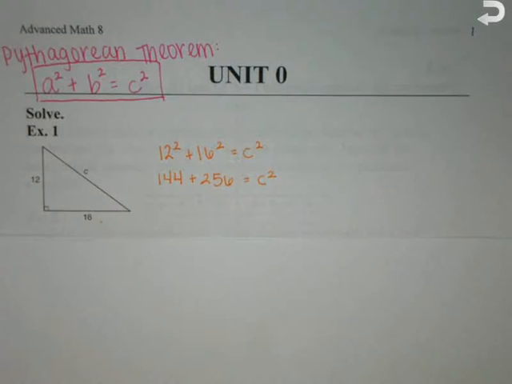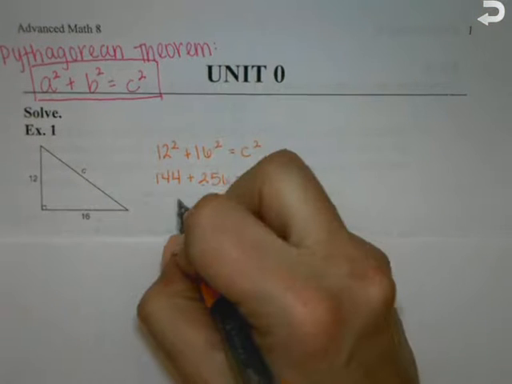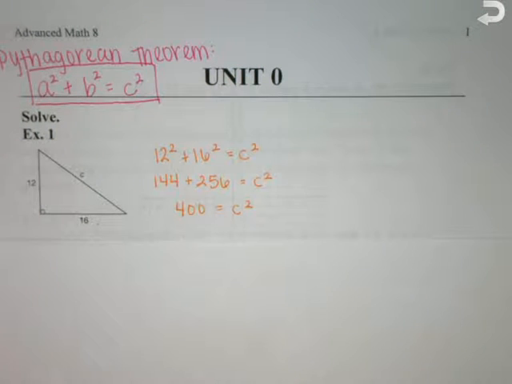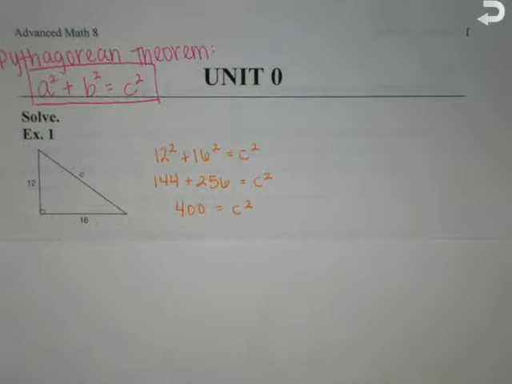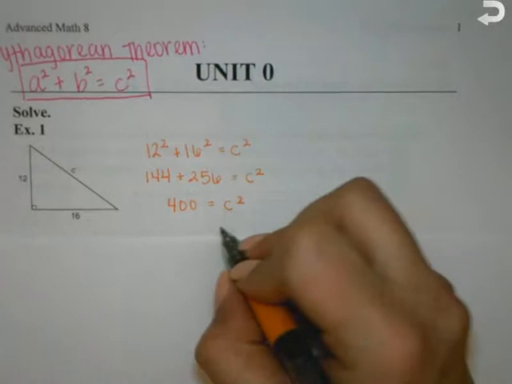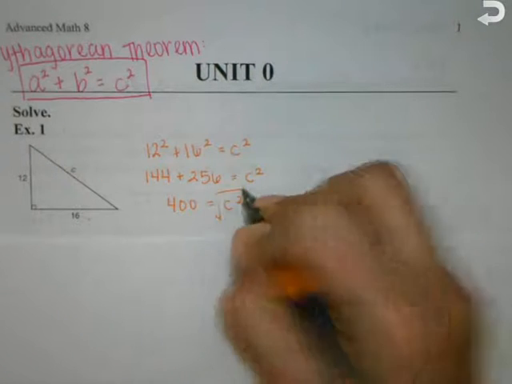So what I want you guys to do is add 144 and 256. Somebody tell me what you get. 400. Thank you. So 400 equals C squared. Now, is that my answer? No. Remember, we need to get C by itself. Right here I have a C squared. What would I do to get C by itself? Square root it. So take the square root of both sides.